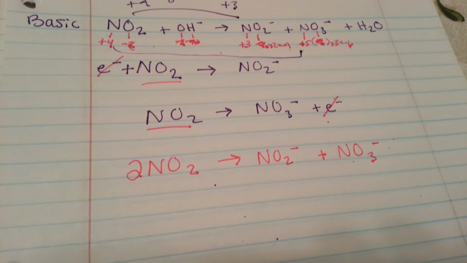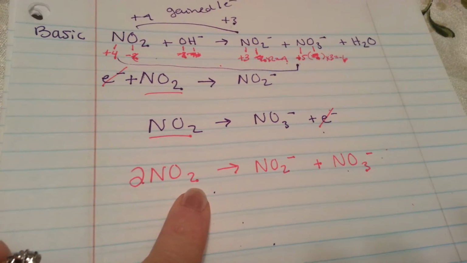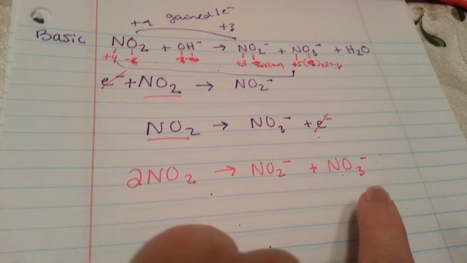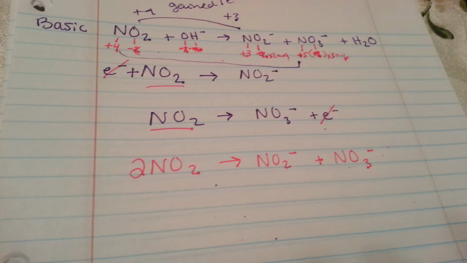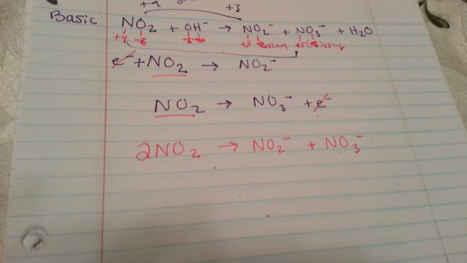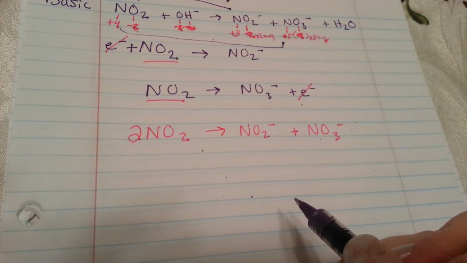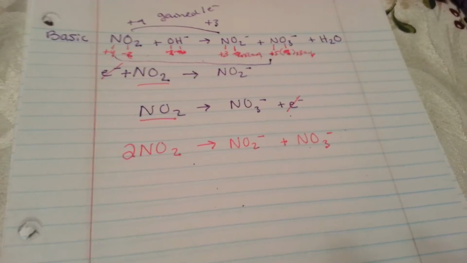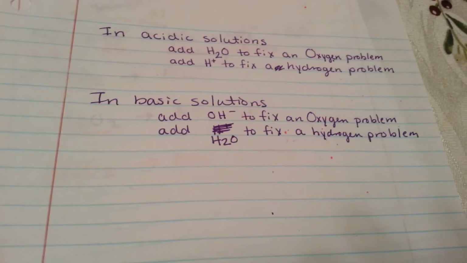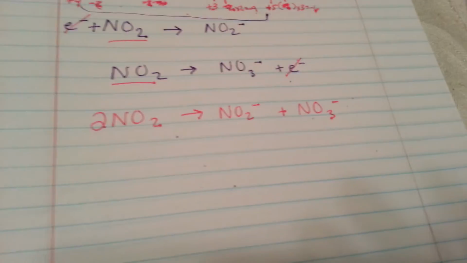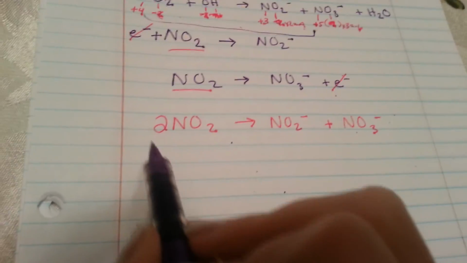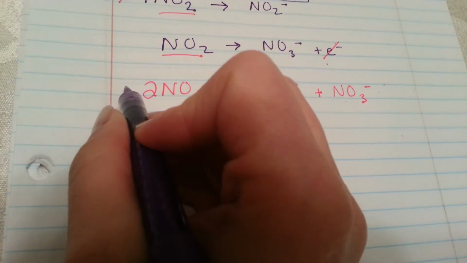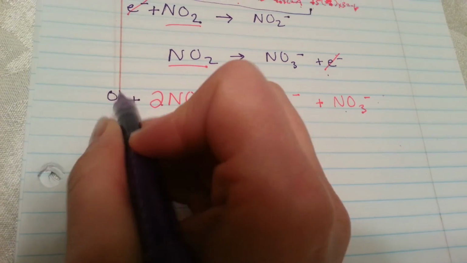Now notice, we have 4 oxygen over here. But on the right, we've got 2 plus 3. That's 5. So that means I have an oxygen problem. And we said that when we're in a basic solution, to fix the oxygen problem, we add OH. So since we don't have enough oxygen on this side, we have 4, and we need 5, it means on this side, I'm going to have to add an OH.